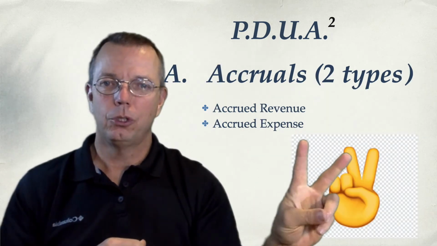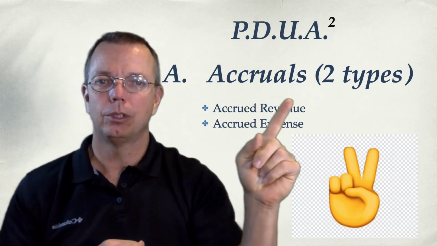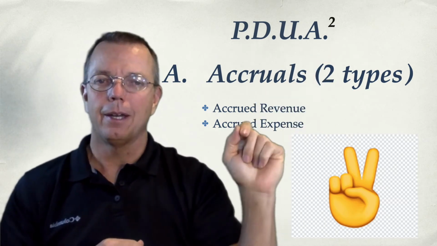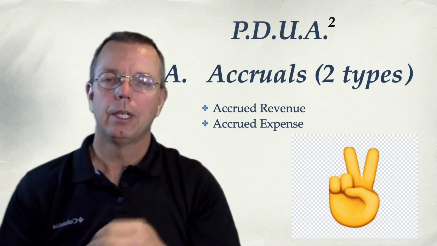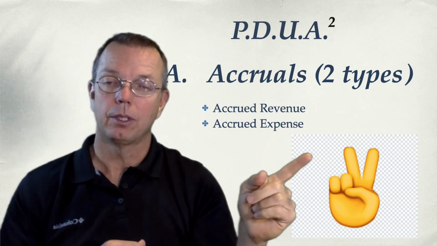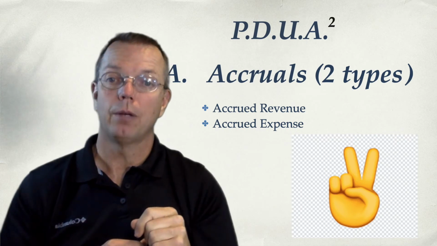So there are two types of accruals. It's what the A stands for, hence the A squared. So accruals, and there's two types. So there's accrued revenue and accrued expense. So let's look at those two now.